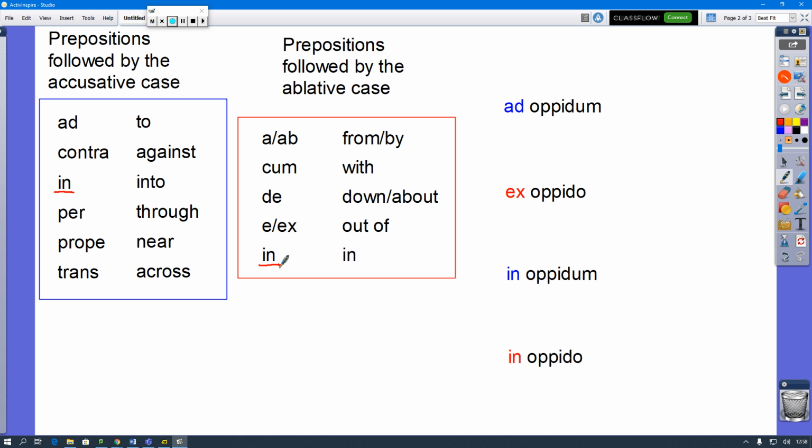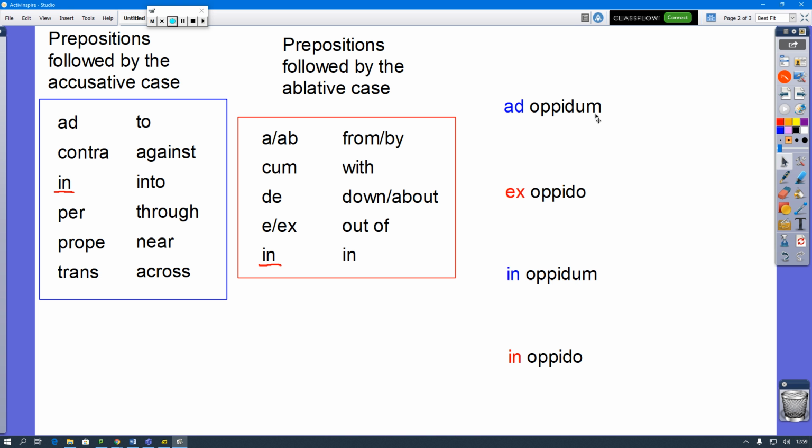And you have to be careful with in because it actually changes its meaning. When it's followed by an accusative, it means into. When it's followed by an ablative, it means in. But otherwise, every time that, for example, you meet the preposition ad, the word after it will always be in the accusative case. Whenever you see the word ex, the word after it will always be the ablative case.